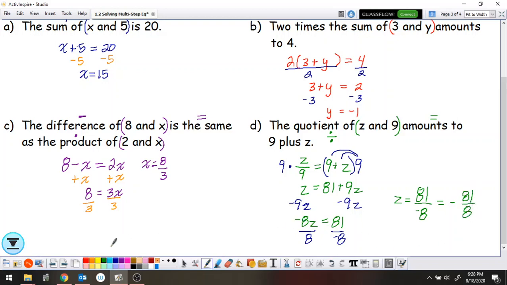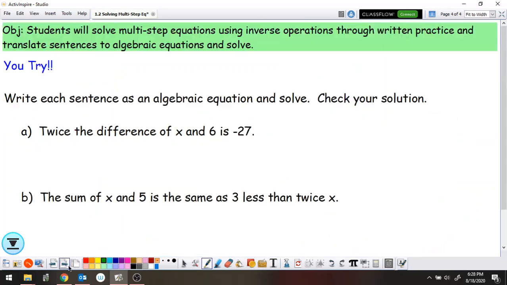So what I have for you now are two sentences for you to write your own equations and solve. And when you have done that, then I will show you what equation you should have written and what answer you should have come up with.